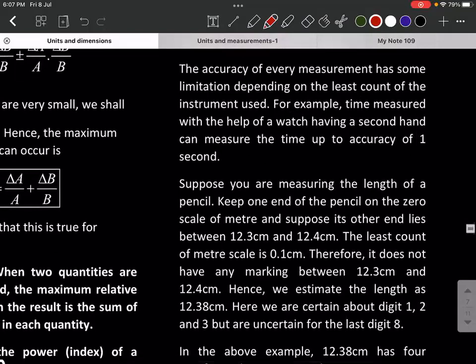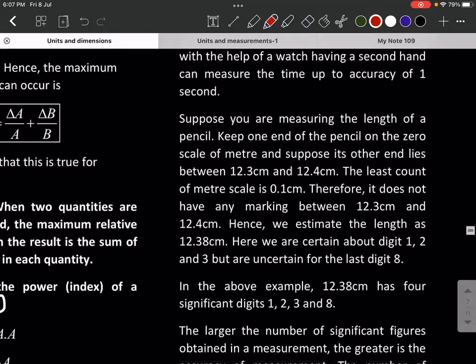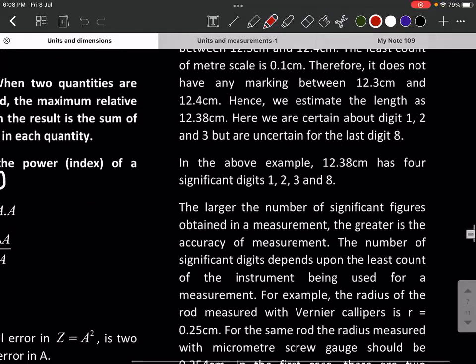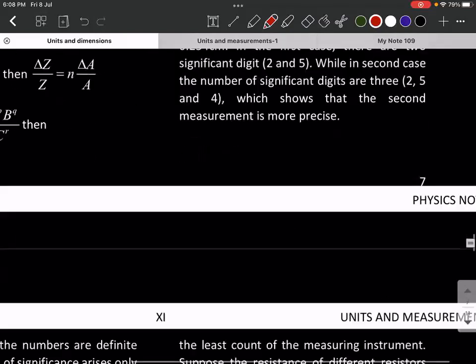Okay, so it's the same example that is considered here. Suppose you are measuring the length of the pencil. Keep one end of the pencil on the 0 of the scale, and suppose the other end is between 12.3 and 12.4, depending on the least count of the scale that you have in your hand. It is 1 millimeter or 0.1 centimeter, right? When you do this, you cannot tell whether the answer is exactly 12.3 or 12.4. So what you do, you round it off to somewhere around 12.38, for example. If you do this, then we are certain about the digits 1, 2, and 3, but uncertain about the digit 8. So the number of significant figures is 4. Okay. So am I clear till this point?